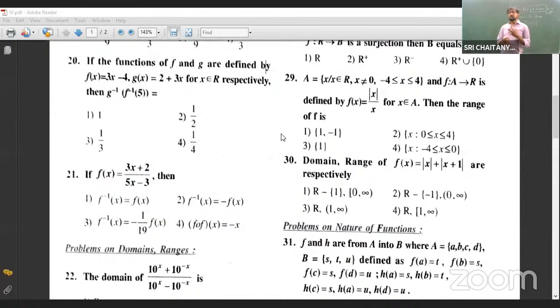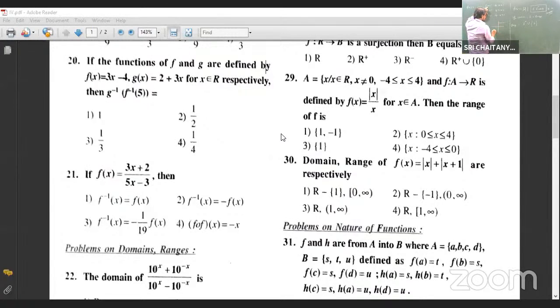I am repeating the nature of the signum function. f(x) = |x|/x is called the signum function. It consists of three values: minus 1 if x is less than 0, 0 if x is equal to 0, and 1 if x is greater than 0. That means these three are the elements of the range, so the graph of the signum function will be like this.